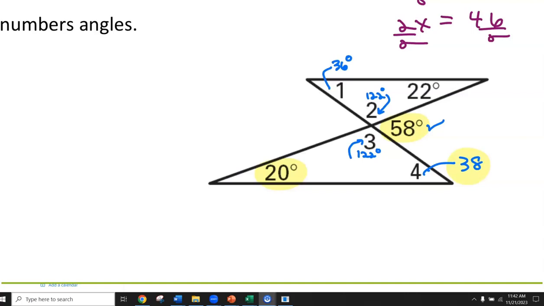What else do I know? If that's 58, this is 58, and guess what? Oops, sorry, I didn't want to do that. Let me get my highlighter. That's the exterior angle, and these are the remote interior. What's 36 plus 22? 58. Bingo. That also checks. So I have all my angles now.